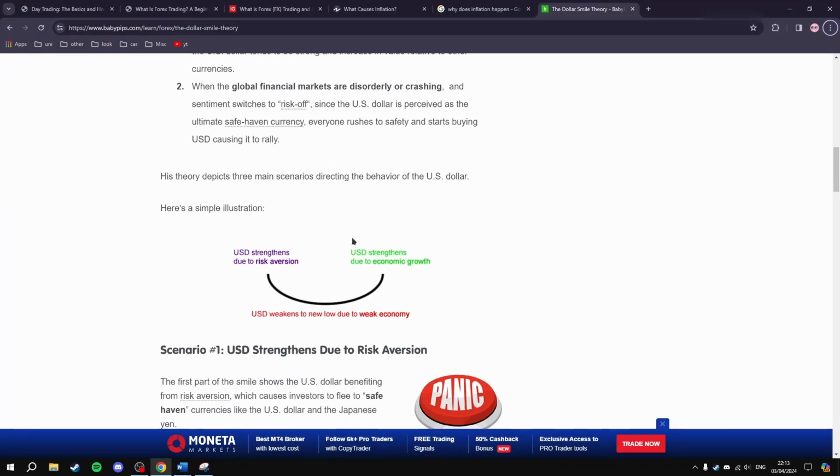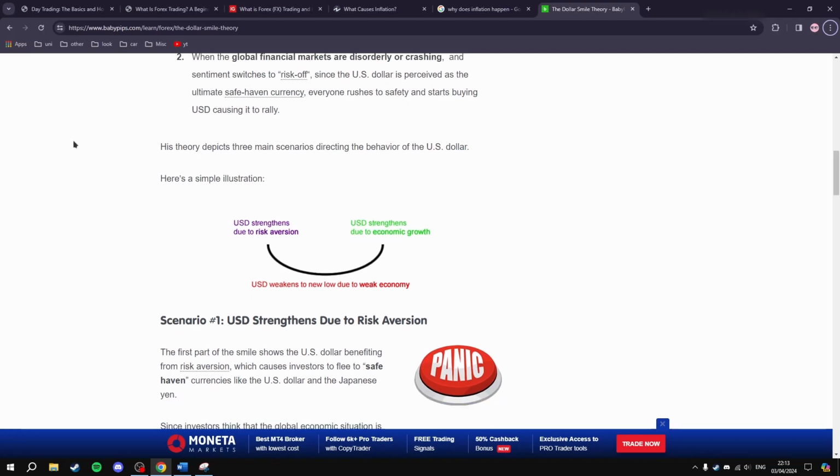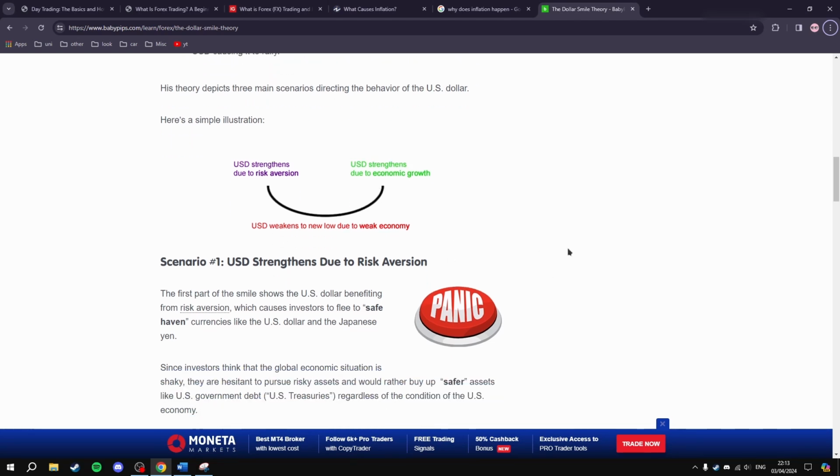His theory depicts three main scenarios directing the behavior of the US dollar. Here's a simple illustration. USD strengthens due to risk aversion, USD strengthens due to economic growth, USD weakens to new low due to weak economy. So this is the smile, I'm assuming.